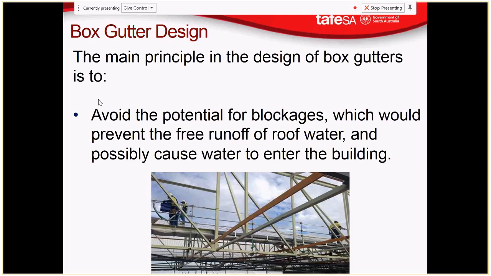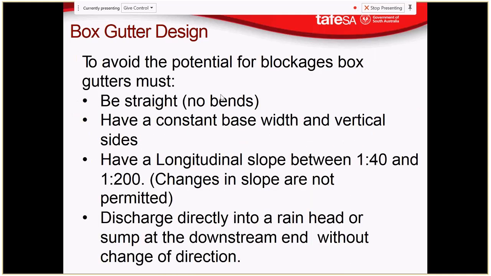So to avoid blockages, etc. To avoid potential blockages, box gutters must be straight, so not have any bends. Where you've got bends, you've got the possibility for obstruction. But where you've got bends, you've also got joints, etc., which open things up to rust, and you want to minimise potential for rust as well. Have a constant base width and vertical sides. So at some point through your gutter's cross section, you still have to have vertical sides.